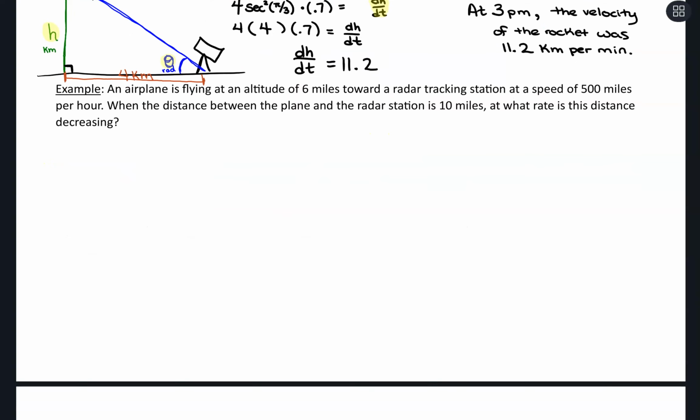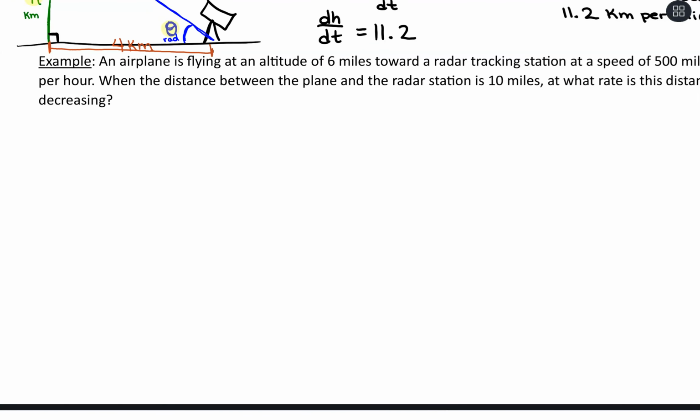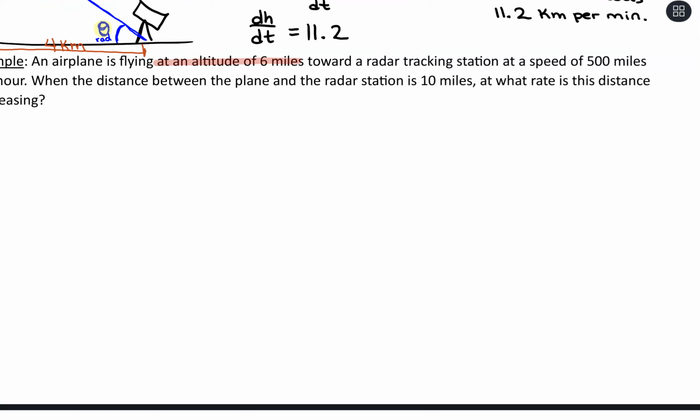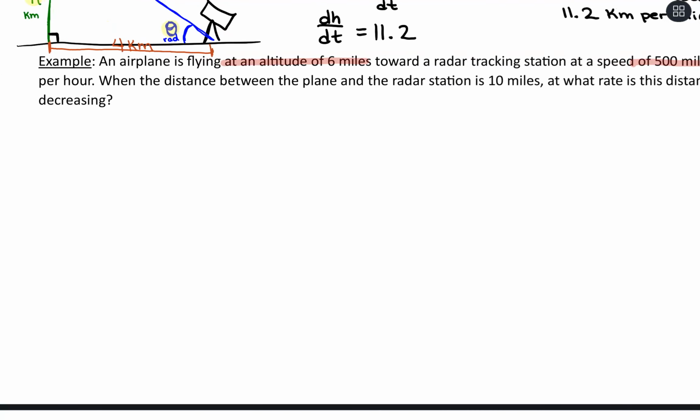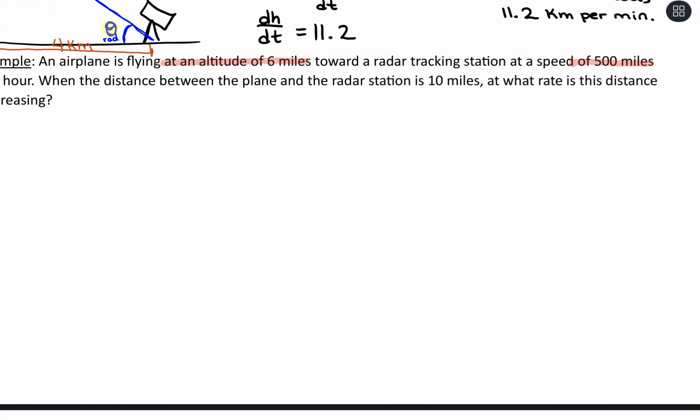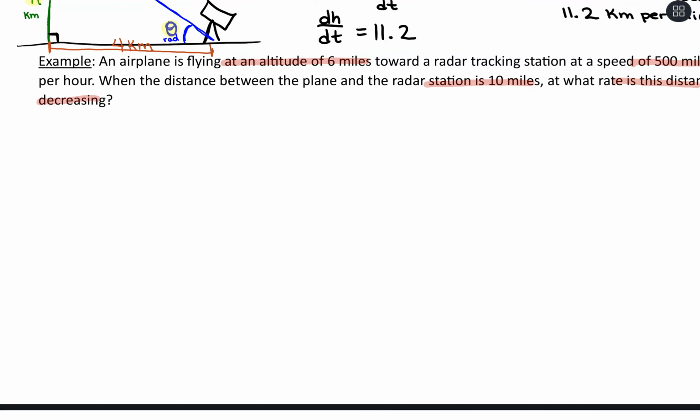Okay, we have an airplane flying at an altitude of 6 miles toward a radar tracking station at a speed of 500 miles per hour. When the distance between the plane and the radar station is 10 miles, at what rate is the distance decreasing? And just to see, when the distance between the plane and the radar is 10 miles, so they're saying when, this I'm seeing as that kind of snapshot moment in time. So that's the piece I want to save for later.